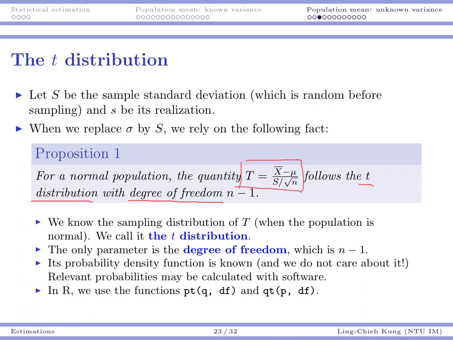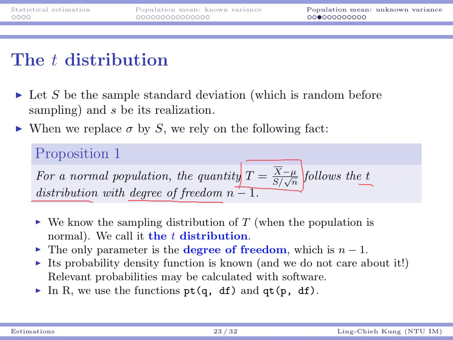What's a t distribution? Somehow it's a distribution. So we know its density function. We know how its curve looks like. But the interesting thing is that we don't need to know what the density function is. We don't even need to know how it looks like, even though I will show you. The only thing is that we only need to use software to calculate those relevant probabilities. T distributions have only one parameter, which is the degree of freedom, and which is n-1.